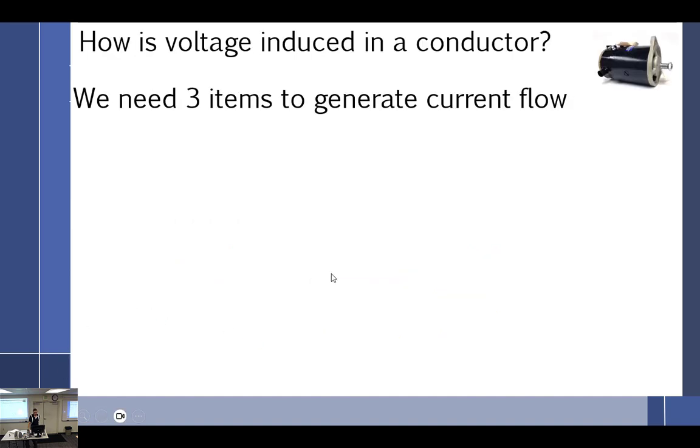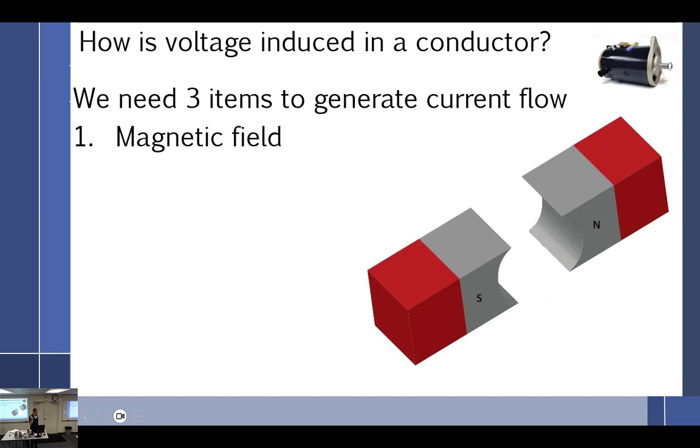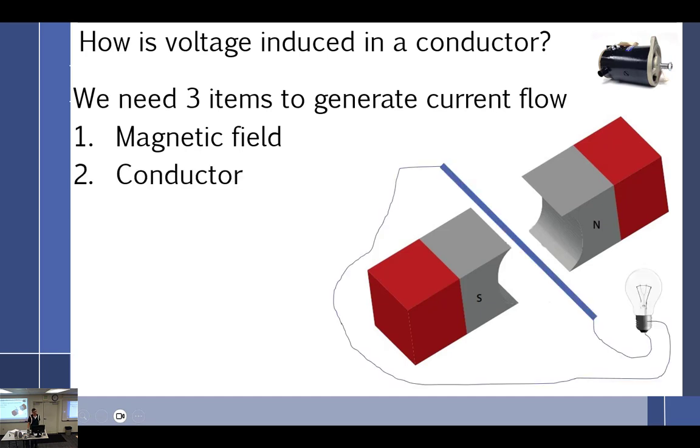How is voltage induced in a conductor? Well, we need 3 items to generate current flow. You're thinking of what does it take to make a circuit. No. I'm talking about what does it take, 3 things to generate current flow. Coil, magnet, and motion? A magnetic field, a conductor, and relative motion.